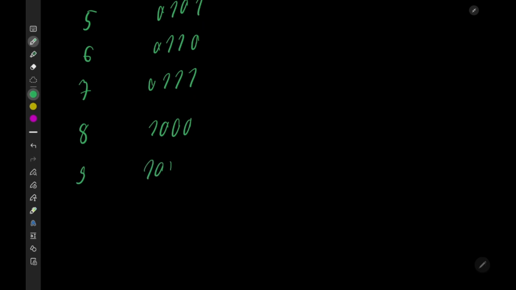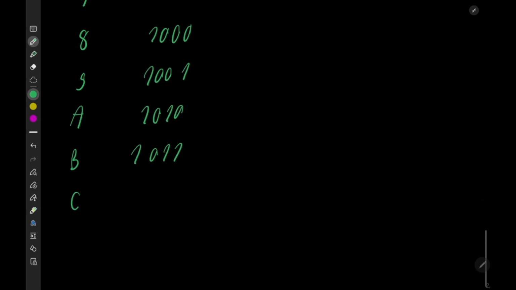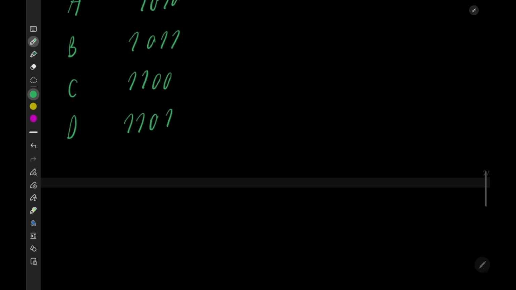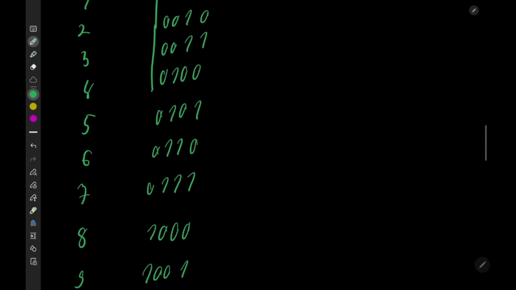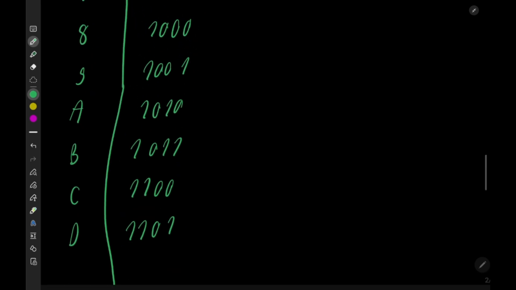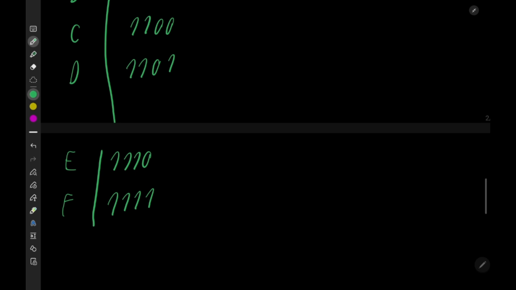9 is 1001. A is going to be 1010. B is going to be 1011. C is going to be 1100. D is going to be 1101. E is going to be 1110, and F is going to be 1111. So this is how we represent hexadecimal numbers in binary.